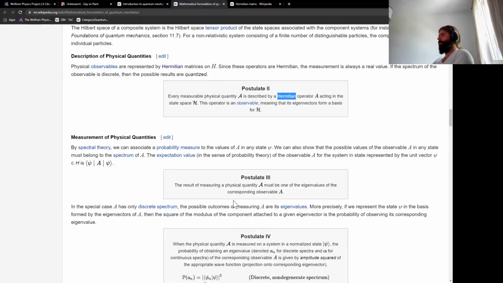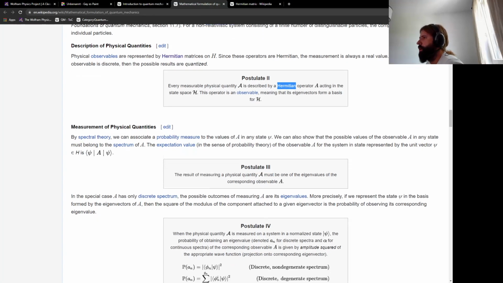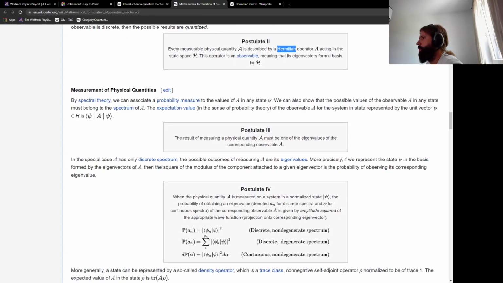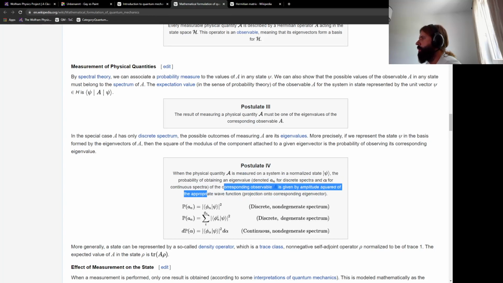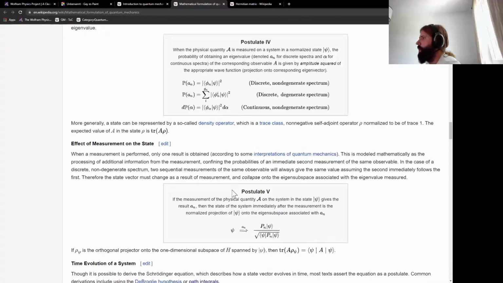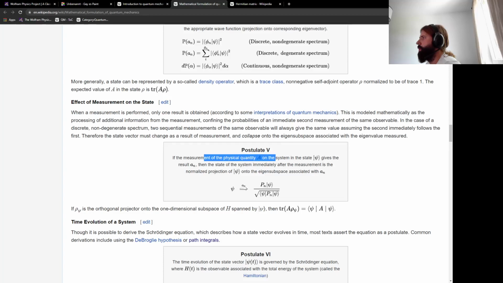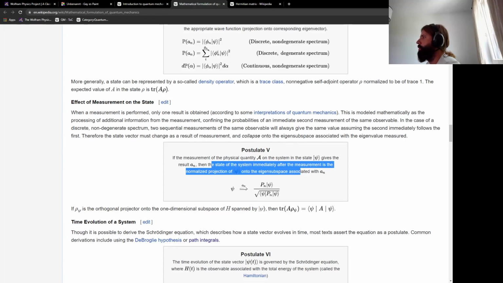Postulate 3, the result of measuring a physical quantity A must be one of the eigenvalues of the corresponding observable A. Postulate 4, when the physical quantity A is measured on a system in a normalized state, the probability of obtaining an eigenvalue is given by the amplitude squared of the probability function. So that's okay, that's the Born rule, isn't it? Postulate 5, if the measurement of A on the system gives the result a_n, then the state of the system immediately after the measurement is the normalized projection onto the eigensubspace. Okay, so that's like the measurement problem, right?